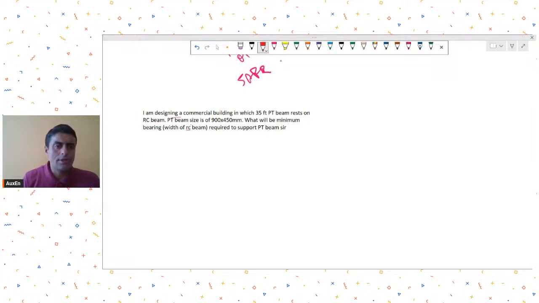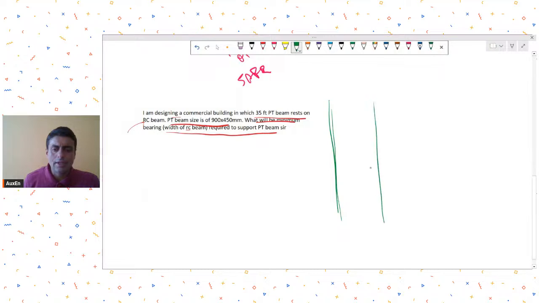Mr. Arasan from Tamil Nadu is asking: I am designing a commercial building in which a 35 feet PT beam rests on an RCC beam. The PT beam size is 900 by 450. What will be the minimum bearing width of the RCC beam required to support the PT beam? As such, I don't have much experience with PT systems. If there are any specific PT norms, I may not be aware, but let's see what you are trying to ask.